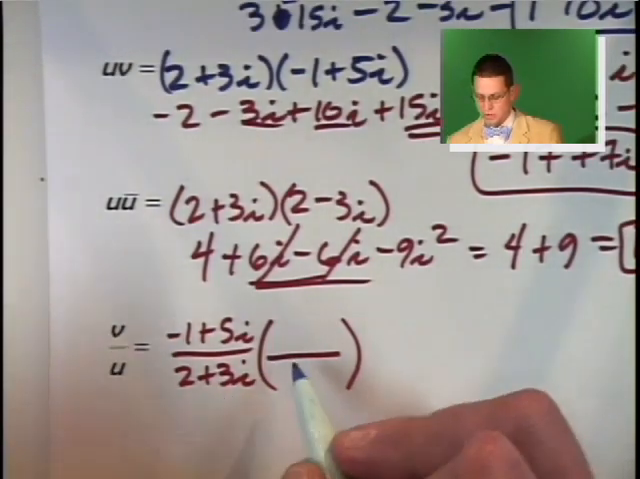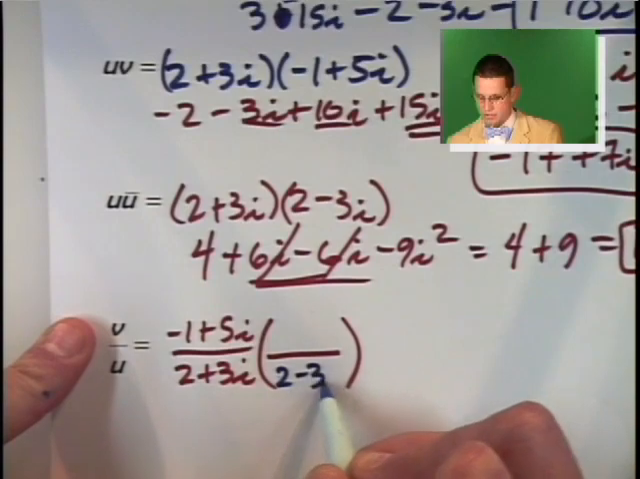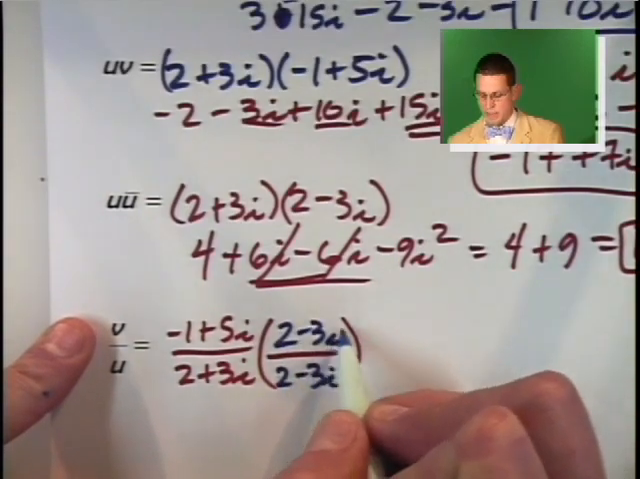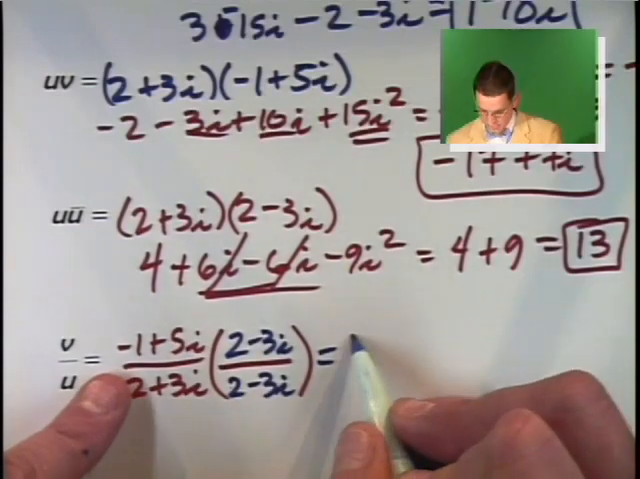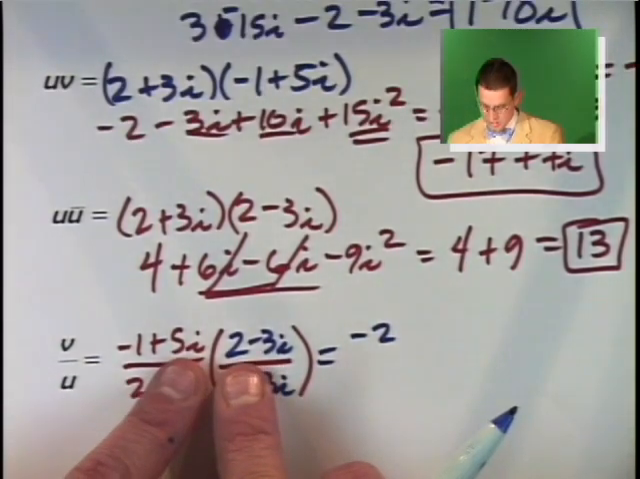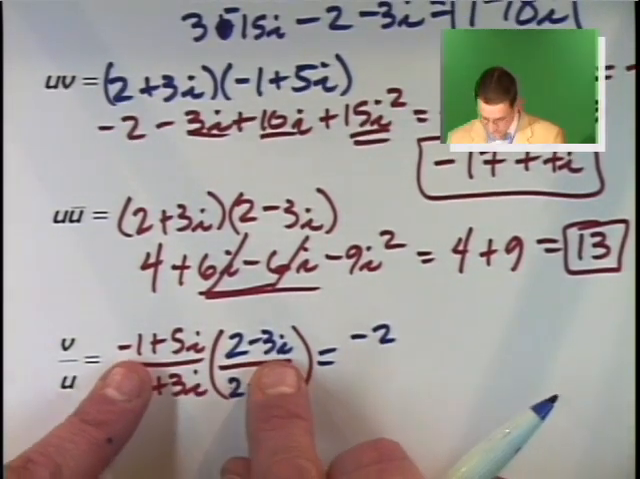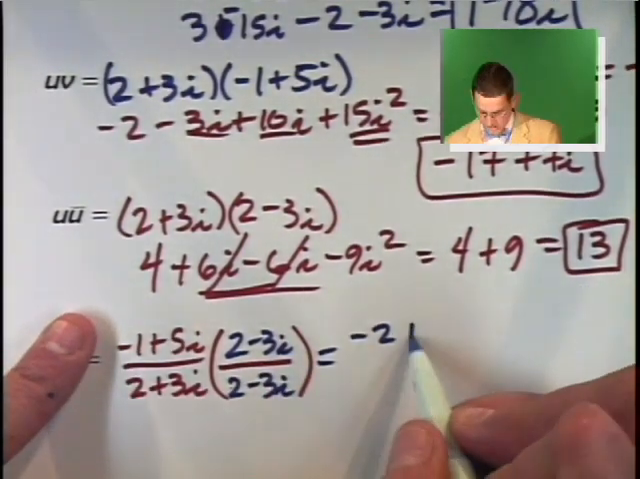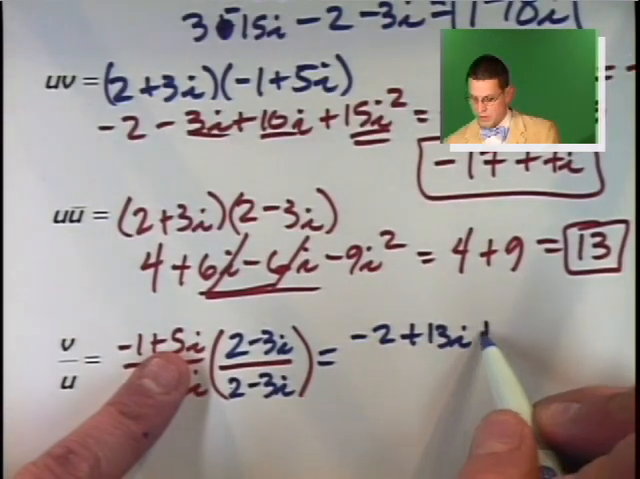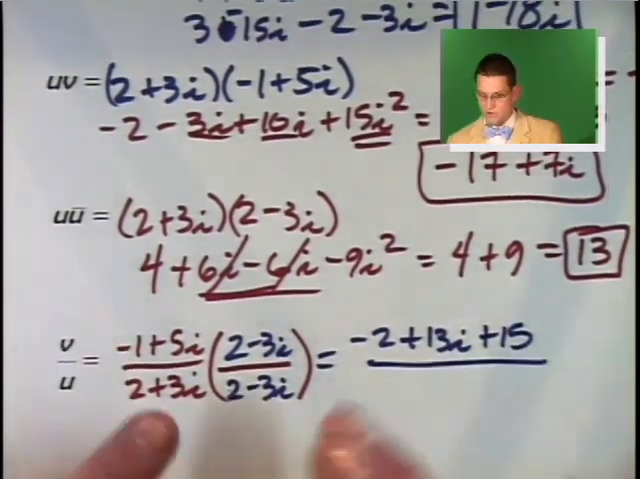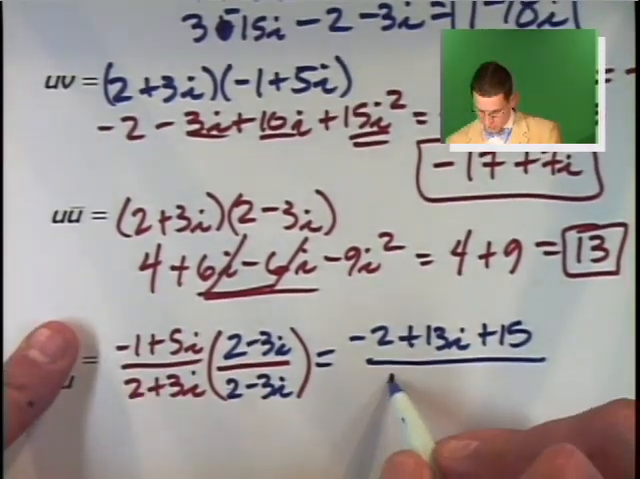So we have 2 plus 3i there. We're going to multiply by 2 minus 3i over 2 minus 3i. And watch what's going to happen. In the numerator, I'm going to expand. So I get negative 2. I'm going to get a 10i plus a 3i. That's going to be plus 13i. And then at the end, I get negative 15i squared, which is really positive 15. All over the product of two conjugates, that's going to be a 4.